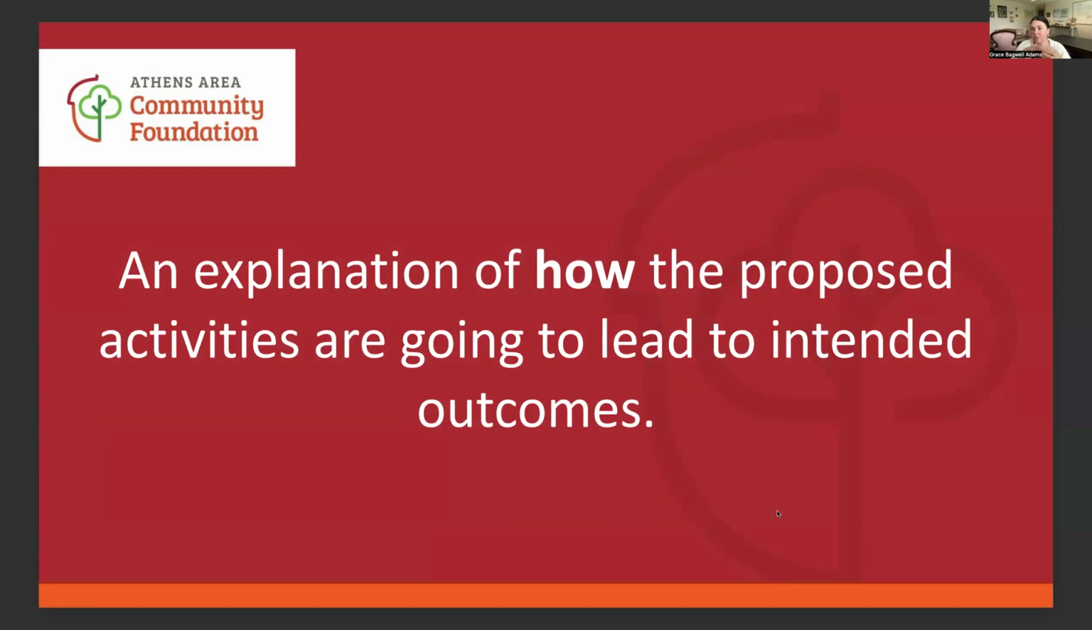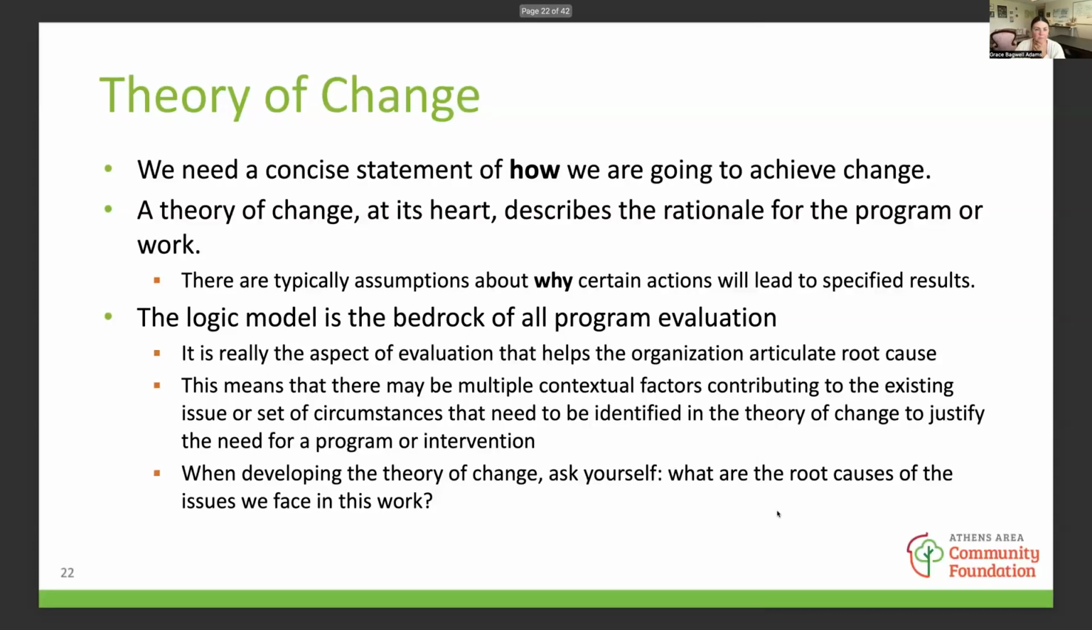A theory of change is really just an explanation of how your program is going to lead to intended outcomes. At the end of the day, it's that simple. I'm going to say that again. A theory of change is a straightforward explanation of how the proposed activities are going to lead to intended outcomes. The theory of change is really the first stop on the evaluation pipeline, and it precedes the logic model, which we'll talk about next.